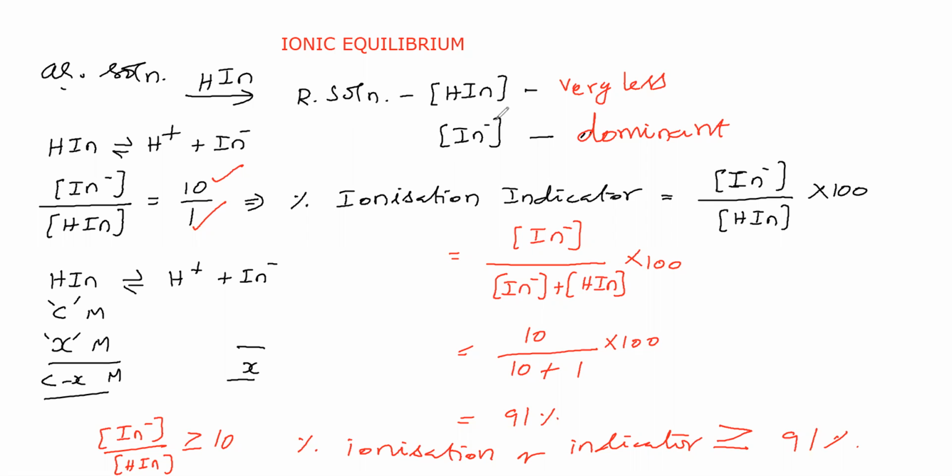Therefore, under this condition, the solution will exhibit the color of IN minus. Now, what is the pH of the solution? Now we will see. What will this resultant solution's pH be? That point we have to say. Now the pH of the resultant solution is equal to how much? For that we will take the indicator dissociation constant, which we have written like this. Then we can write the indicator constant is equal to the concentration of H plus into the concentration of IN minus by the concentration of HIN.